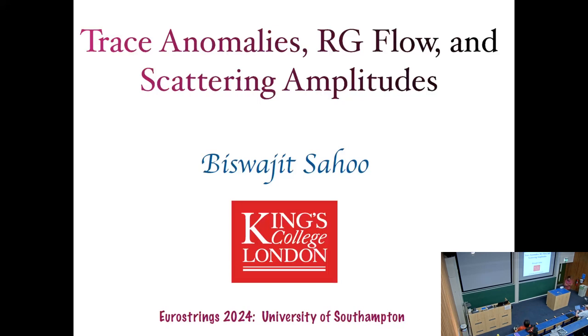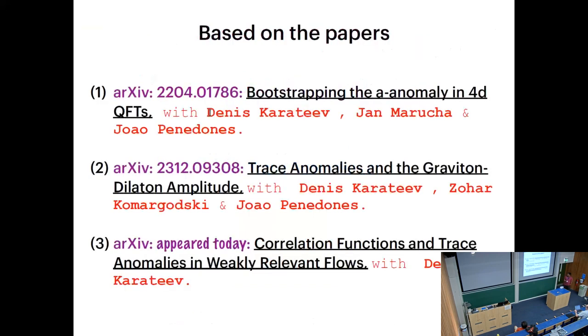So I'll speak about, in general, trace anomalies and their connection to scattering amplitudes in the case of renormalization group flow. This talk will be based on a few papers we wrote together with Denis, Jan, Joao, and Zohar Komargodski. One of the papers actually appeared today. Hopefully, if I get time at the end, I'll also talk about it.